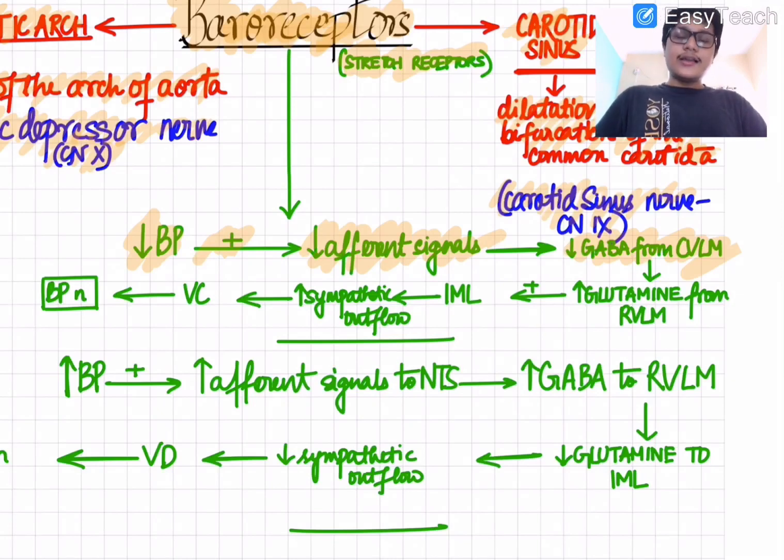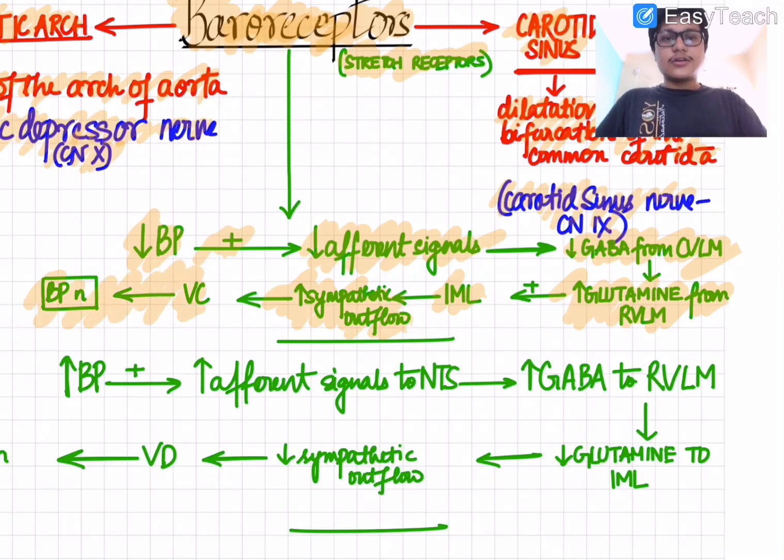Because of this, the RVLM, which is essentially inhibited by the CVLM due to GABAergic action, will be disinhibited due to a decrease in GABA coming from the CVLM, and so the glutaminergic efferents from the RVLM will start firing. These will stimulate the intermediolateral cell column. The sympathetic outflow will increase, and there will be vasoconstriction, which will normalize the blood pressure. The sympathetic outflow will also stimulate the RAS axis, but that portion we'll be discussing in a separate video.